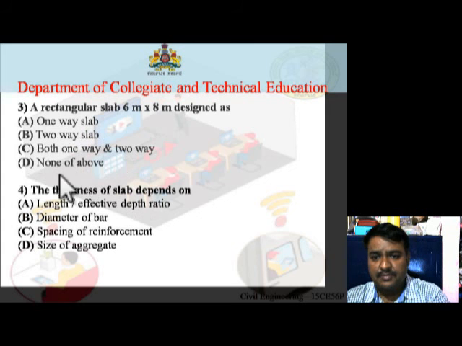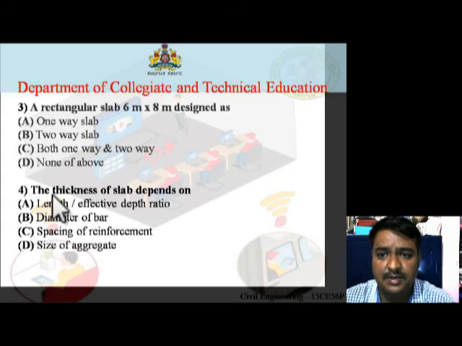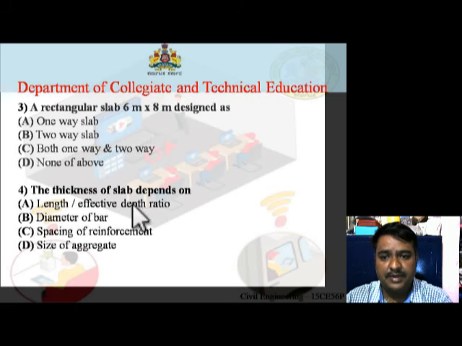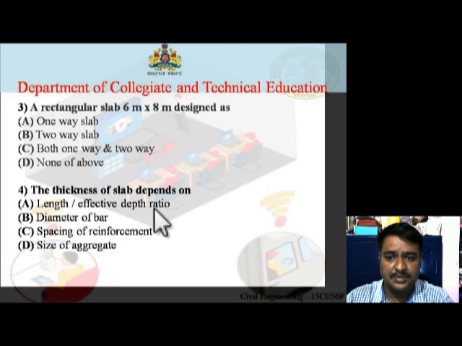Then fourth question, the thickness of slab depends upon length by effective depth ratio, diameter of the bar, spacing of the reinforcement, and size of the aggregate. They have given 4 options. The right answer is which one? Length divided by effective depth ratio. The thickness of the slab depends upon length by effective depth ratio. So A is the right answer.